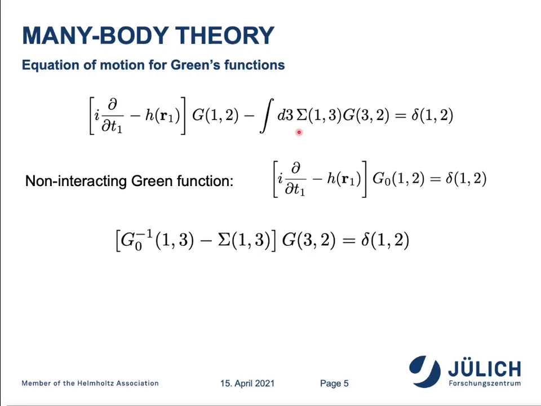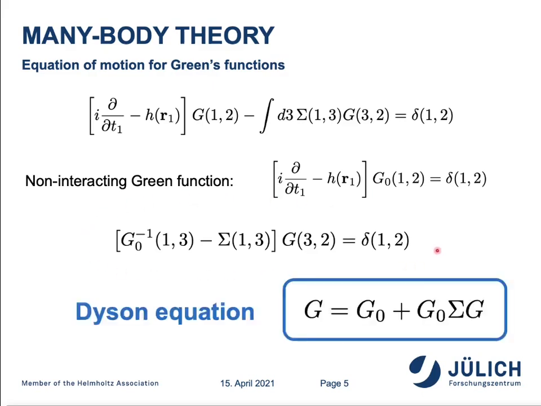Taking into account that we already have a very good starting point provided by the density functional theory, we can use it to define G0, the unperturbed Green function. Then, by putting G0 in the equation of motion, one obtains the famous Dyson equation, which provides the solution for the interacting Green functions.